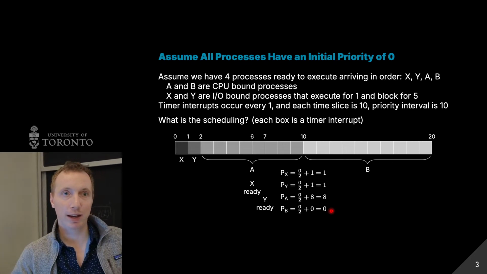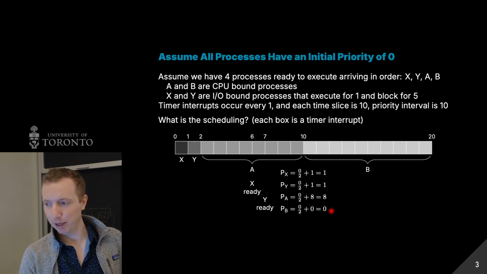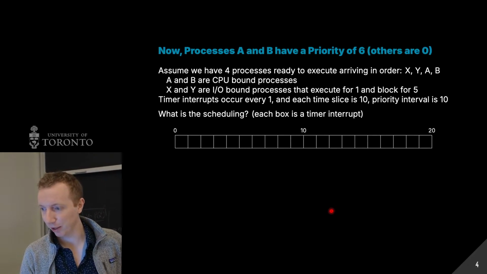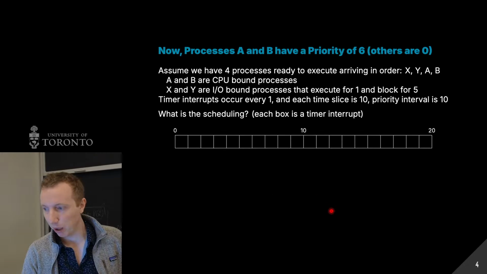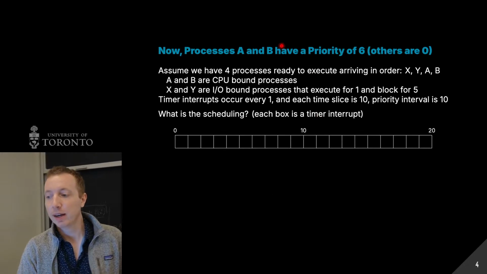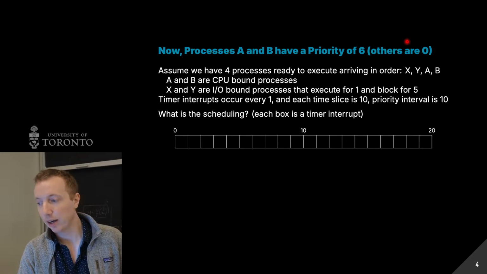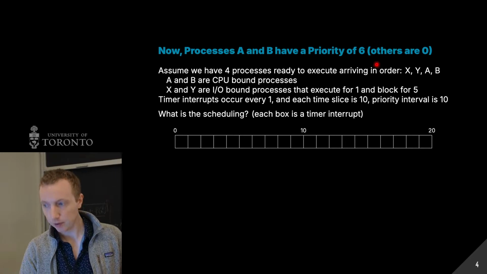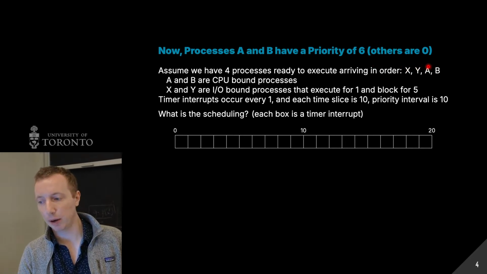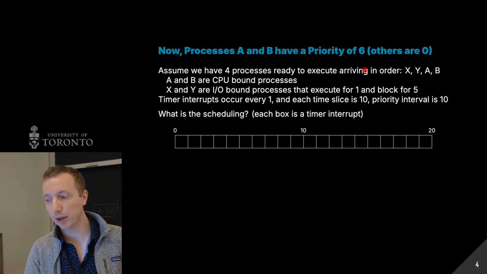Everyone okay with that? All right, let's make it spicy. No, not really. Make it interesting. Probably not that interesting. So let's say processes A and B initially have a priority of 6, and the others, so X and Y, have a priority of 0. So we still assume the same arrival order, all at time 0.